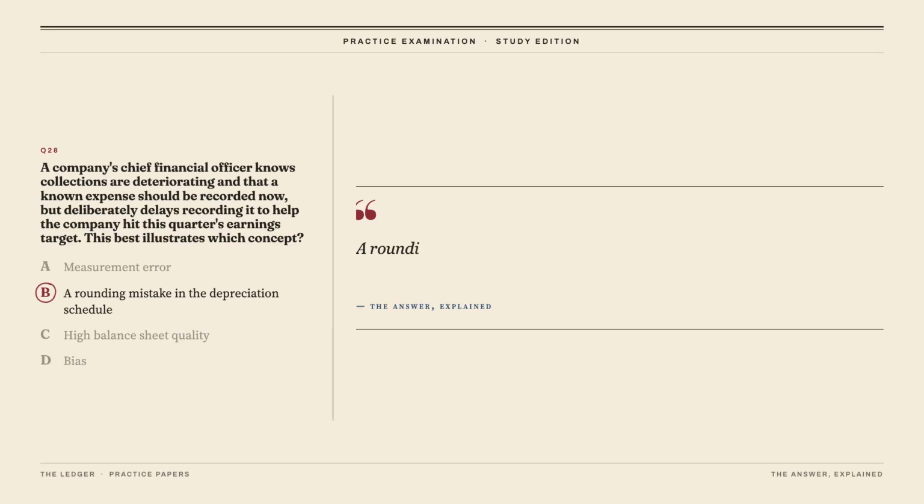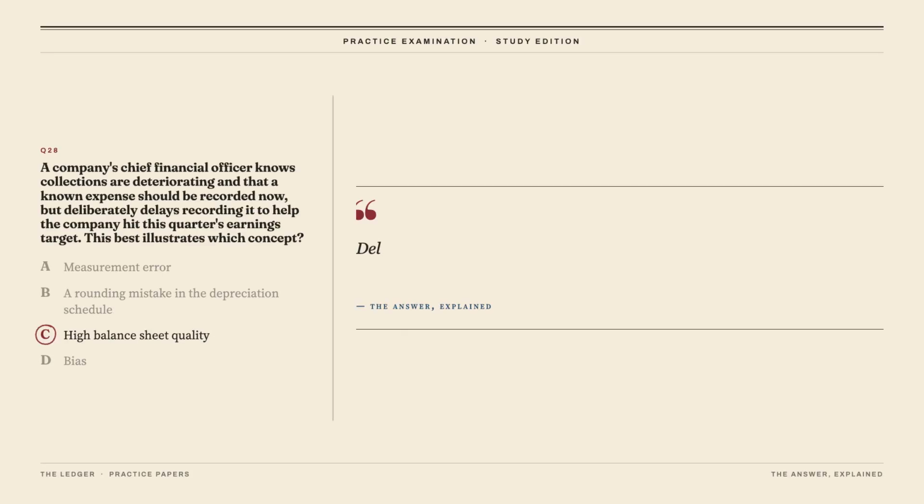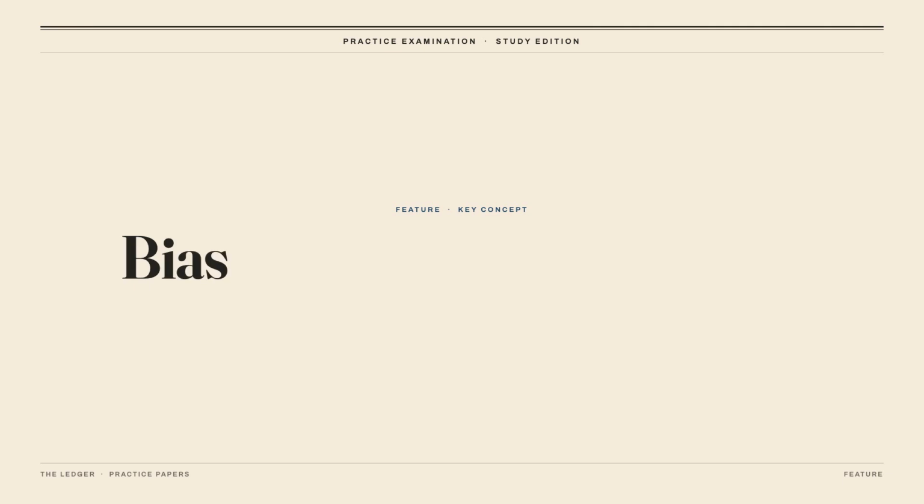B is wrong because a rounding mistake is an unintentional clerical slip, not a deliberate choice made to serve the company's reporting interest. C is wrong because deliberately understating a known expense degrades, rather than demonstrates, the faithfulness of the reported figures.